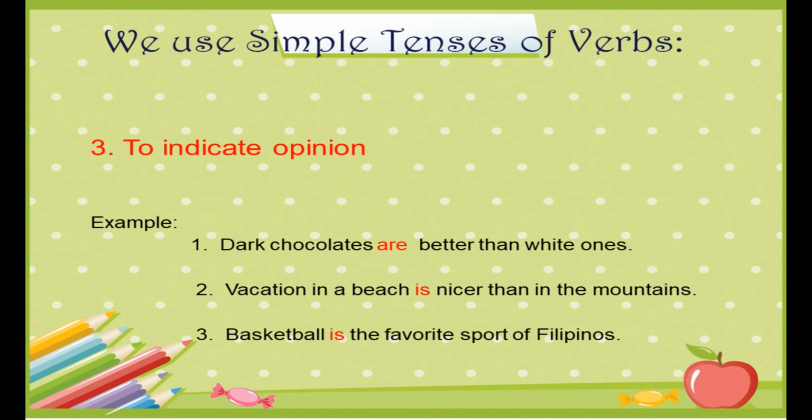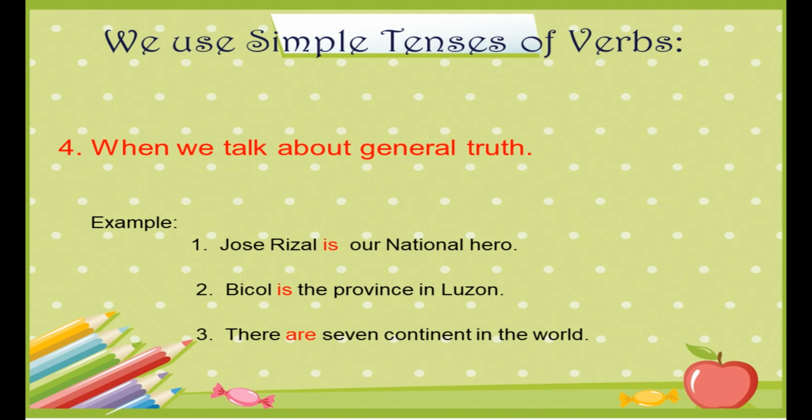Rule number 3. To indicate opinion. Example: dark chocolates are better than white ones. Vacation in a beach is nicer than in the mountains. Basketball is the favorite sport of Filipinos.